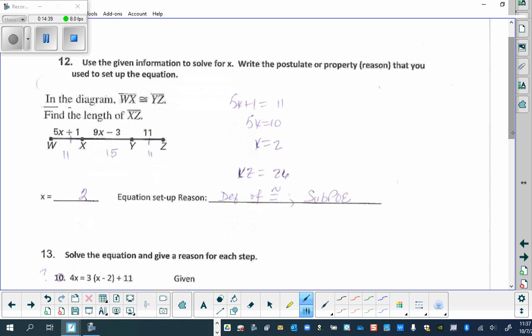Here, because in the diagram I know that this segment is congruent to this segment, I can go ahead and set them equal to each other and then solve for x. Once I solve for x, I could take that value and substitute it in and get these values for those two segments.